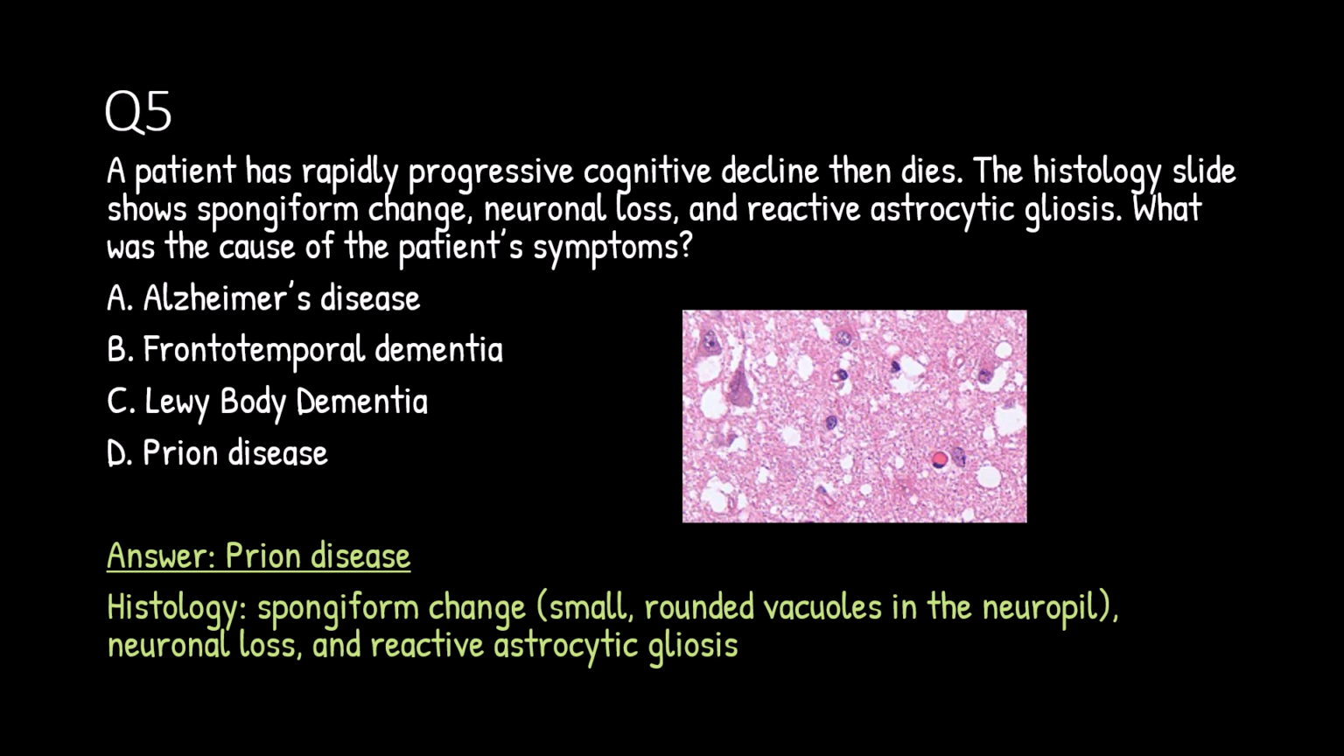So the examiners will either describe what the slide looks like or will show you a picture like I have here. Be familiar with both because they love to test on prion disease and what it looks like.